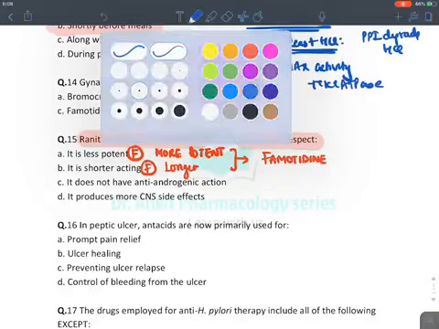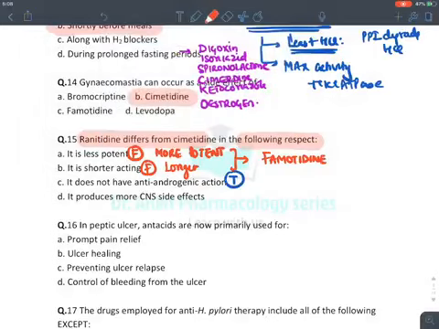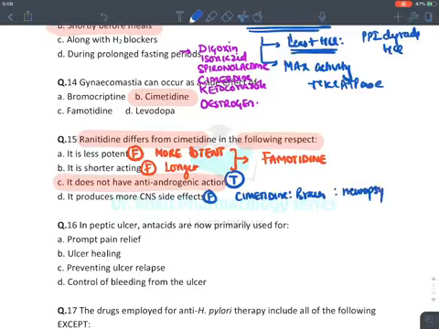It does not have anti-androgenic effect. It's absolutely true. It is only seen with cimetidine. And the last option is it produces more CNS effect, false. Remember, cimetidine can enter into blood-brain barrier, it can enter into brain, and it can produce various neuropsychiatric disturbances like behavioral change, psychosis, daydreaming, etc. Okay, so the answer is C.